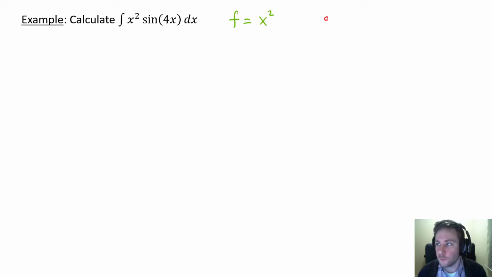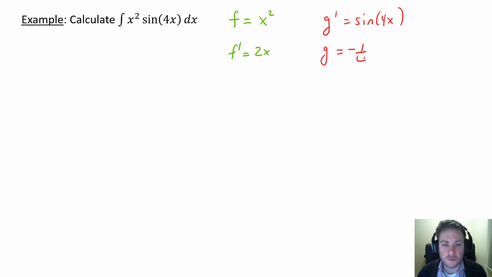As a first step, we'll assign x squared as f and sine of 4x as g prime. As usual, we'll need the derivative of f, and we also need the antiderivative of g prime, which we can get by inspection, though you can pause and check it if necessary. With that, we're ready to apply the integration by parts formula.